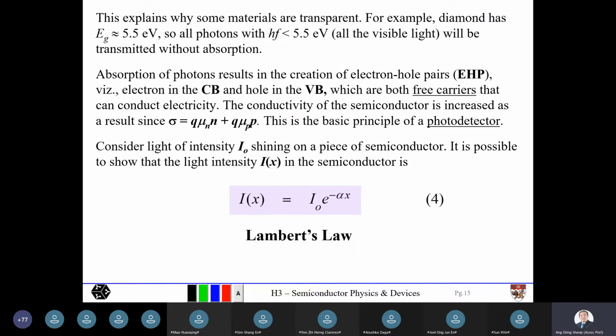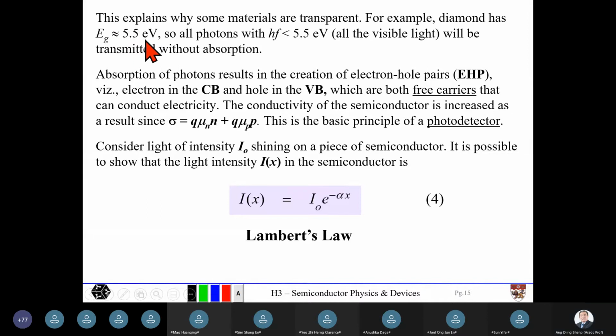Now, because only photons with energy bigger than the band gap can be absorbed, this explains why some semiconductors are transparent. A very good example is diamond. Diamond is a semiconductor with a relatively large band gap of 5.5 eV.